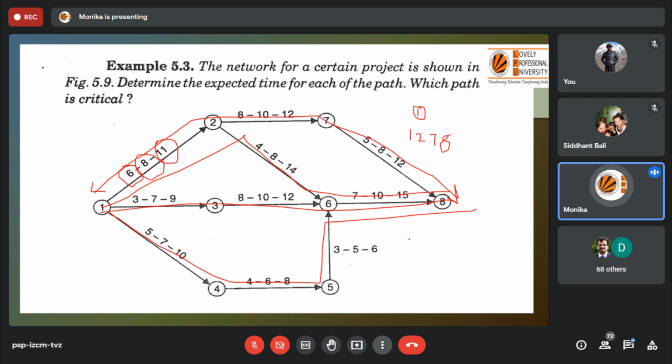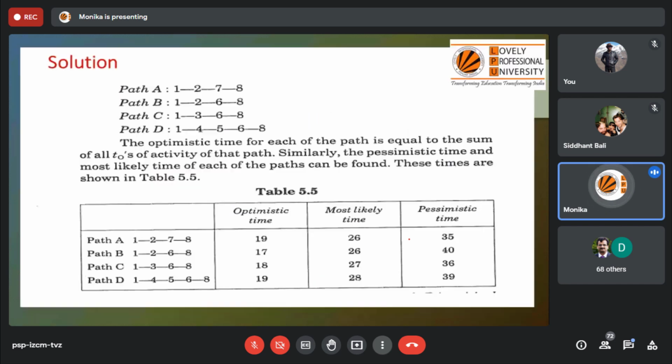So let me show you the solution. You can see here, these are the paths you have told me. You were right, we have these four paths. So the second method I told you is that you can just write and calculate combinedly.